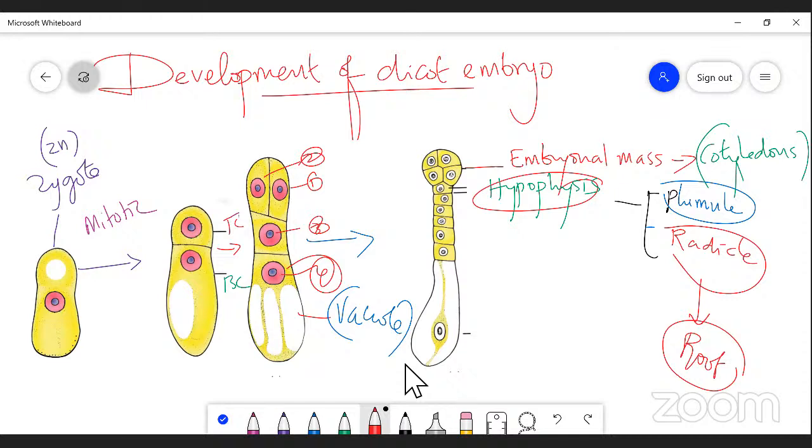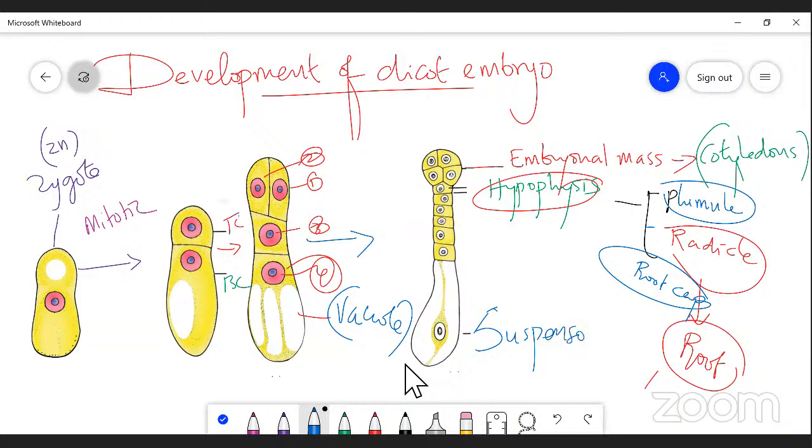And this radicle, or the root system, is also protected by the root cap. Again, this is the root cap that you can see. So this is a root cap. There are mainly three portions that originate from the hypophysis region. The lower part is the basal cell, also known as the suspensor cell. It is also called a suspensor.